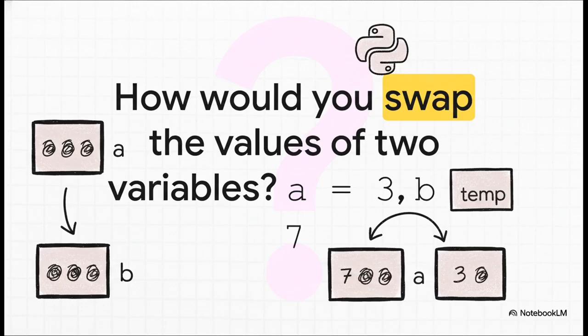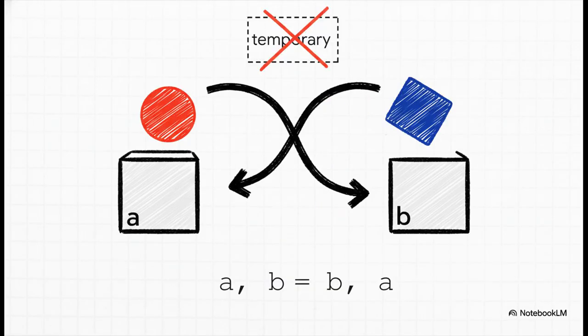In a lot of programming languages, this is kind of clumsy, and you actually need a third temporary box to do it. But in Python, it's this one beautiful, simple line of code. It's so clear, it almost reads like plain English. You're just telling Python, hey, the new values for A and B should be the old values of B and A. This is one of those little things that programmers just absolutely love about Python.